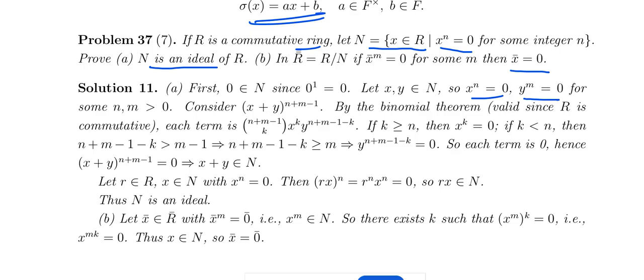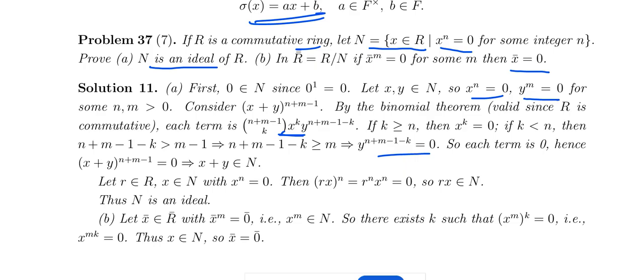The first one, the closure: (x plus y) whole power n plus m minus 1. By the binomial theorem expansion, each term is of the form like that. If k is greater than or equal to n, x power k equals 0. If k is less than n, then n plus m minus 1 minus k should be greater than or equal to m, so y power something equals 0. So each term is 0, hence this is equal to 0.